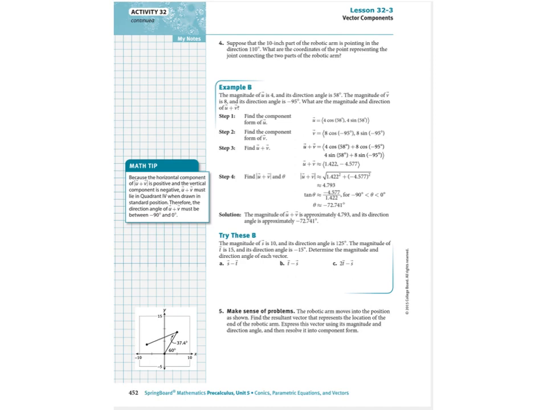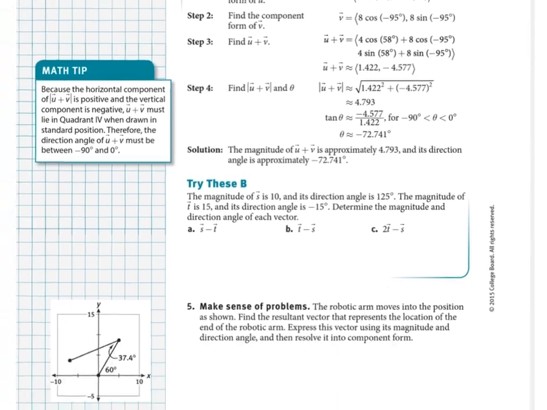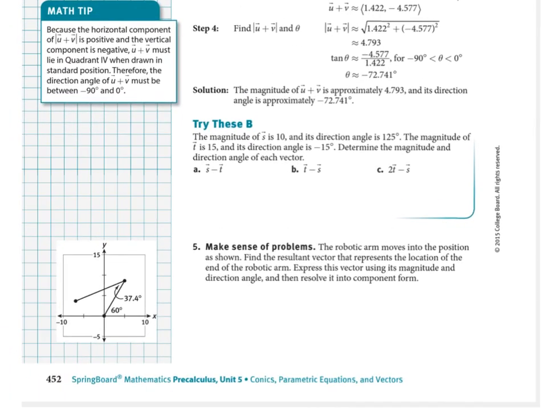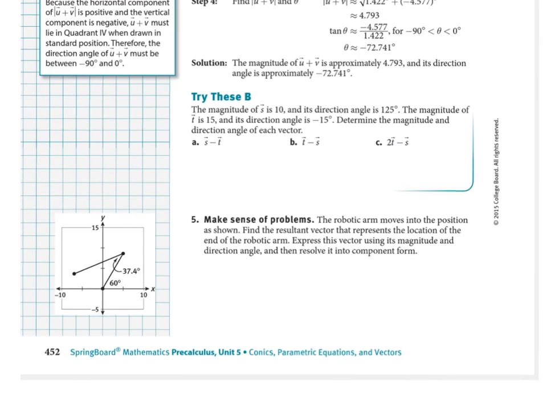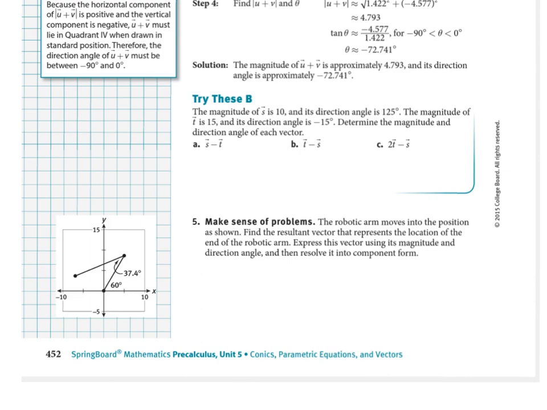Now, the last little bit of this isn't anything new. It looks a little bit crazy. You can see there's a lot of writing here. We're just going to put them together. We're going to skip all the way down here, as you can see, on try these B. And I'm going to change this first problem to vector S plus vector T.